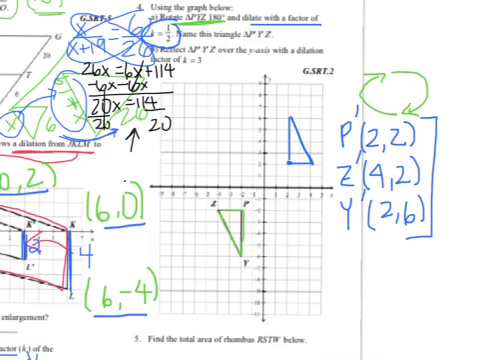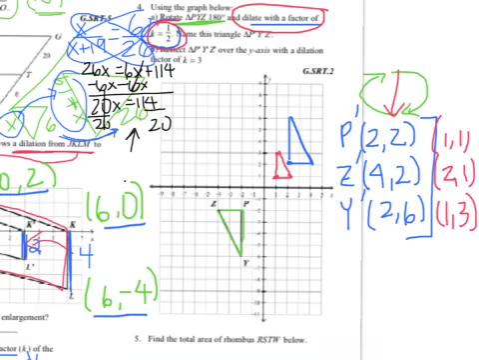And then the next part asks us to dilate it with a scale factor of 1/2. And since I listed the coordinates, it'll be very easy to find the new coordinates. So I'm just going to cut each of these numbers in half, and I'm going to plot that little triangle. So that's the little red triangle that I just got.